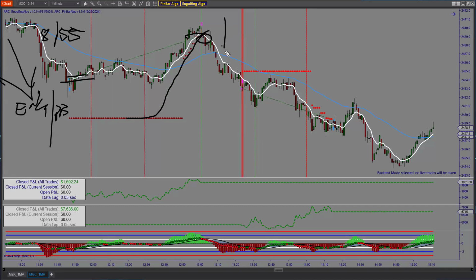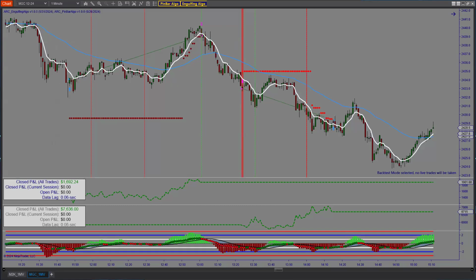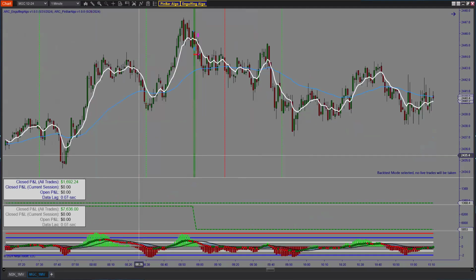Then going the other way, EMAs cross. Now we're looking for engulfing shorts or pin bar longs. We get an engulfing short there. Market gets in, trail the stop, getting out there. What do you think? Pretty cool, huh? Pretty sweet that you can do this all on one chart.